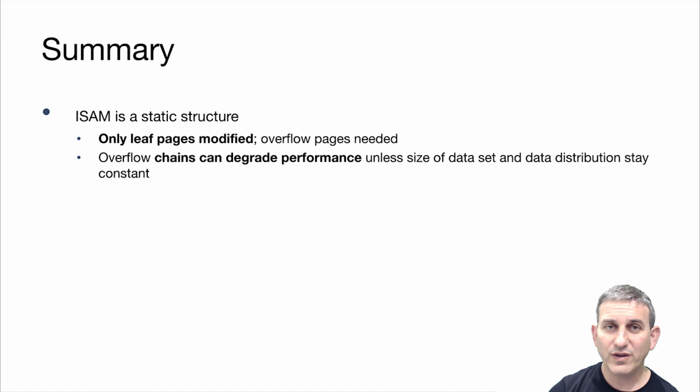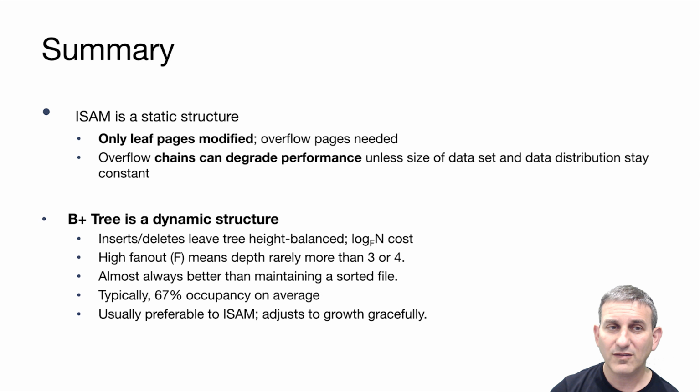So to summarize, going through all the tree indexes we've looked at, ISAM is a simple static tree structure. Only the leaf pages can be modified with insertions, with the addition of overflow pages if we do too many insertions. Now these overflow chains can degrade performance, and they can lead to even linear performance unless the size of the data set and the data distribution stay constant. And so ISAMs are not really very practical.